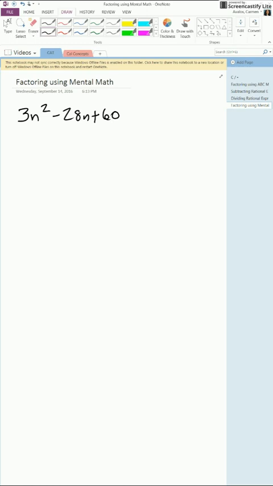The problem that we're going to do right now is factoring 3n squared minus 28n plus 60. In this one, the leading coefficient is greater than 1, so we know we have to do a little bit more work. We can't just say, what two numbers when I multiply them together give me 60, but when I add them together give me negative 28, because there is a 3 as the leading coefficient.